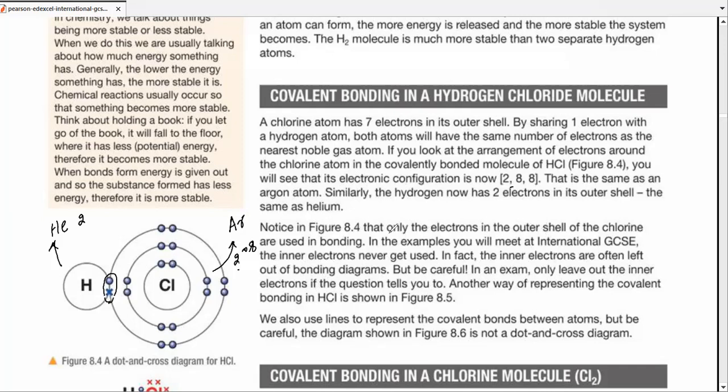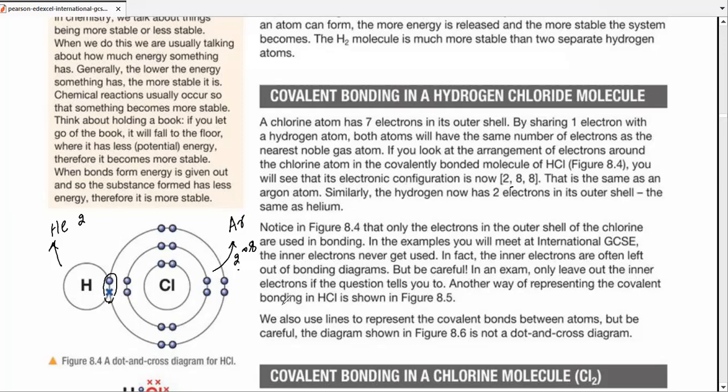Now, in figure 8.4, you'd notice the electrons in the outer shell of the chlorine are used in bonding. In the examples you will meet at IGCSE, inner electrons never get used. So the fact that inner electrons are often left out of the bonding diagrams makes the whole drawing easy. But be careful in an exam, only leave out the inner electrons if the question tells you to.